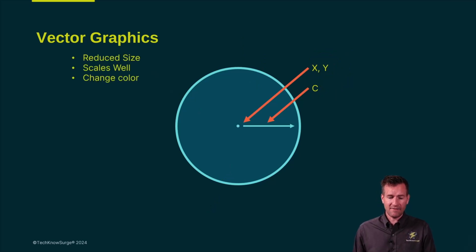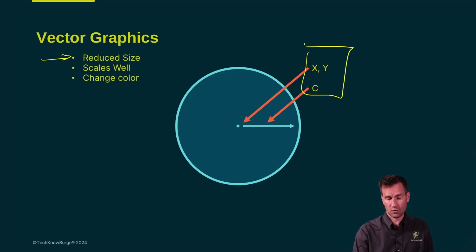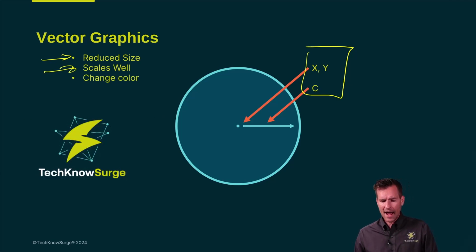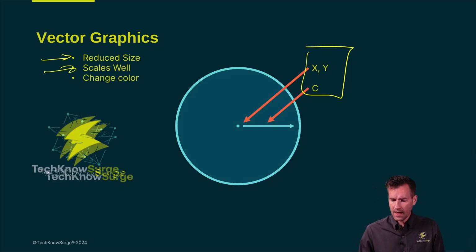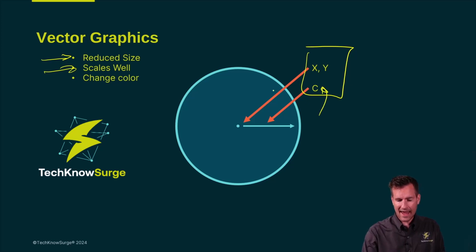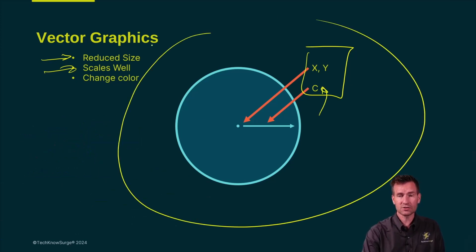So what are some of the advantages here? Well, number 1 is just the file size is significantly reduced. We only have to have 3 points of data here just to get started. It also scales really well. So now if we need to make this circle bigger, then all we have to do is change the C and we can create a perfect circle with that.